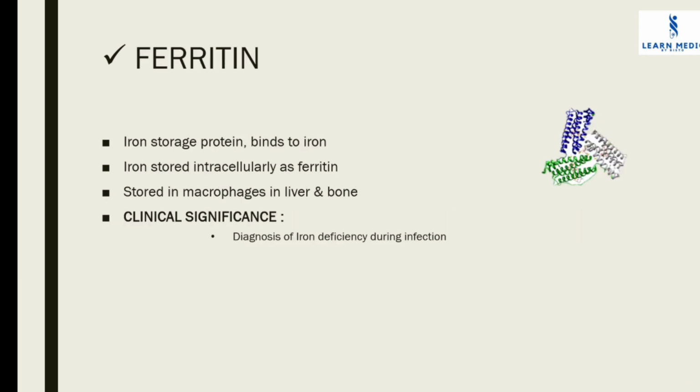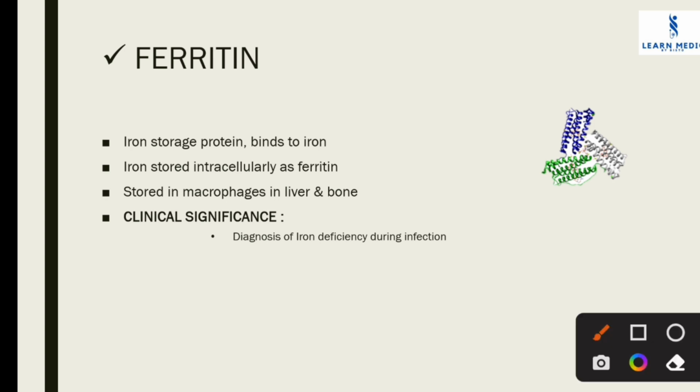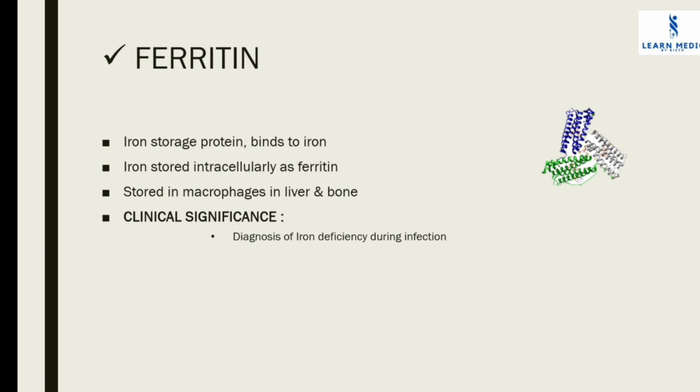The third thing is ferritin. Ferritin is an iron storage protein. Iron binds to ferritin and gets stored in the cells. So iron is stored intracellularly as ferritin, and stored in macrophages in the liver and bone. The clinical significance of ferritin is the diagnosis of iron deficiency. During an infection we have ferritin deficiency, meaning we have iron deficiency.